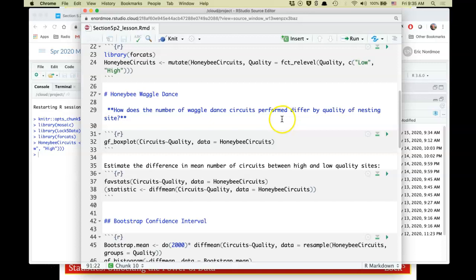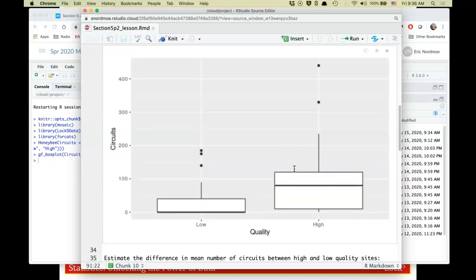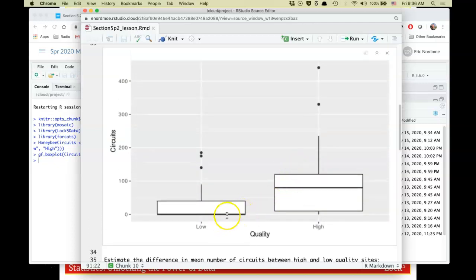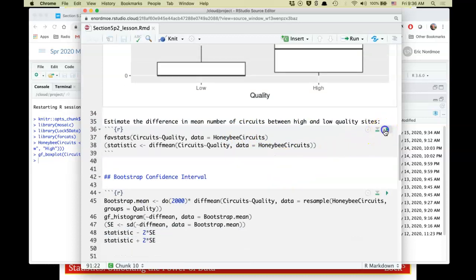So how does the number of waggle dance circuits performed differ by quality of nesting site? So I'm doing a box plot. Oh, and by the way, this is a different data set than used for regression. This is the Honeybee Circuits data set that comes with Lock5 data. And if we run that, we get a plot, and we're comparing the quality high versus low and the number of circuits. So we see quite a different distribution. For high, it's quite a high number with quite a bit of variability there. But the question is about the difference in means. So let's go ahead and compute our statistic.